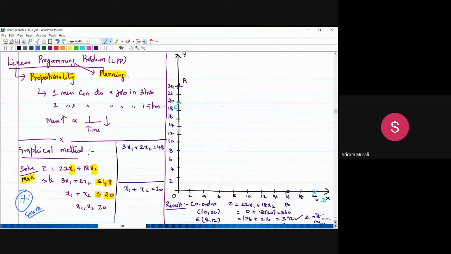To produce product A, it can be done in 3 hours per unit. For 1 unit it is 3 hours. For 2 units it is 6. For 3 units it is 9. I don't know how many units I am going to produce. Let it be x. That is why it is 3 into x. Likewise, product B, for 1 unit it takes 4 hours. For 2 units it takes 8 hours. For 3 units it takes 12 hours.